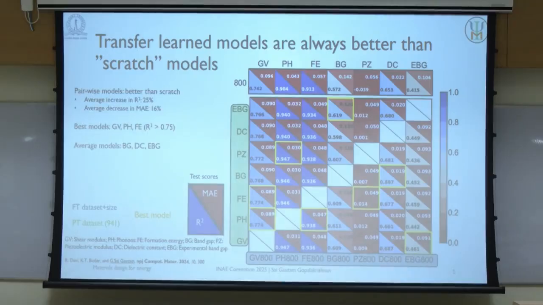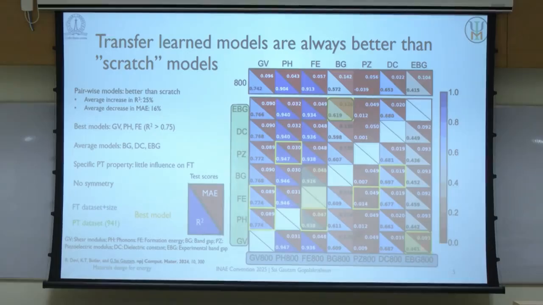There are also other nice takeaway messages. Pairwise models are better than scratch. I'm also quantifying the improvement in R2 scores and mean absolute errors. The best models are for predicting DC properties, so shear modulus, phonon frequency and formation energies, and this has to do with how the data set is distributed. Another interesting takeaway is that we don't really have to worry about which property we pre-train on. That doesn't seem to play a significant role in the performance of the model after fine-tuning, after the second step. The second important takeaway is there is no real symmetry.